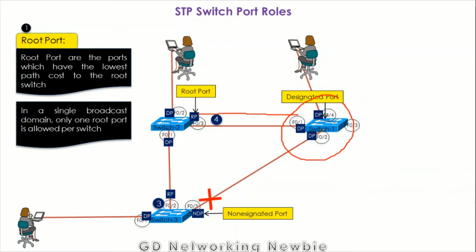And in a single broadcast domain, only one root port is allowed per switch. So every non-root switch has only one root port. In this case, this is the root switch, so it will not have any root port, but all the remaining switches in the network will have one and only one root port.